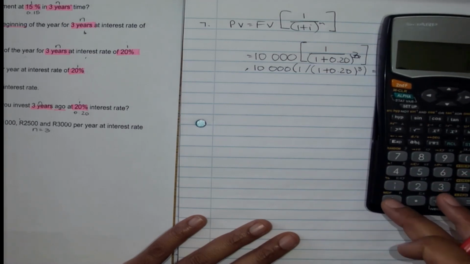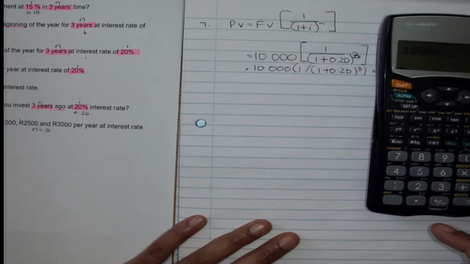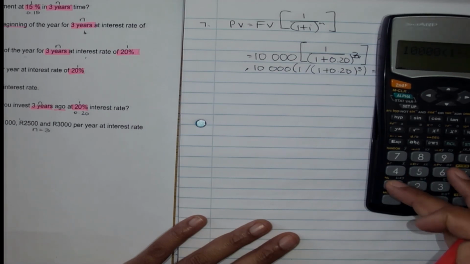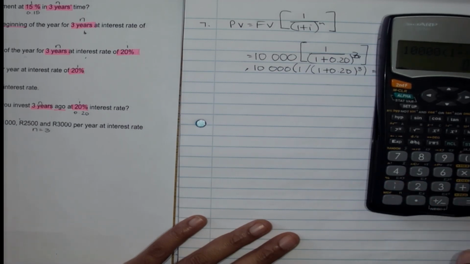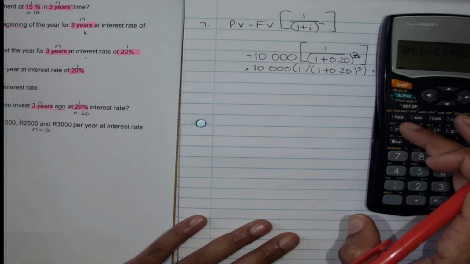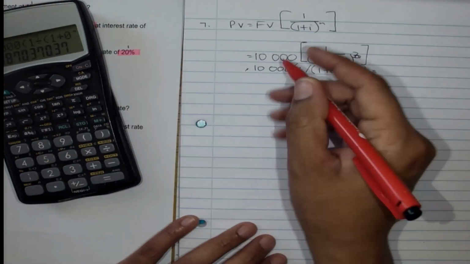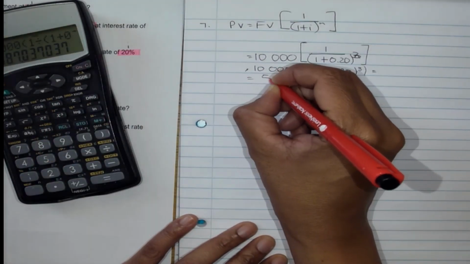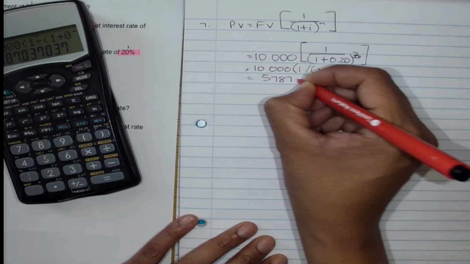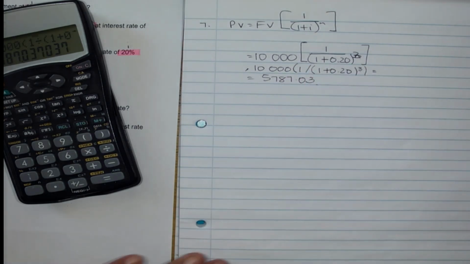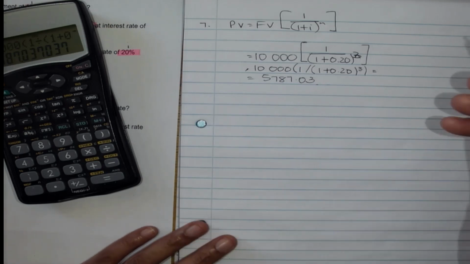But if they just want the total present value, this is how you will do that. You're going to say 10,000, open bracket, 1 divided by, open bracket, 1 plus 0.20, close bracket, to the power 3, close bracket, and your answer will be 5787.03.